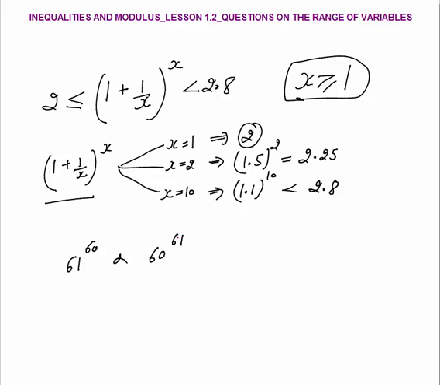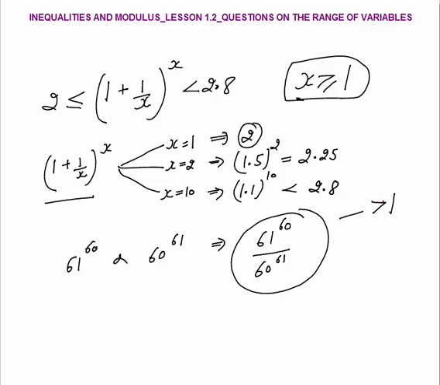Now it's very difficult to calculate 61 power 60 or 60 power 61. This is the only concept that will help us to find which one is greater. So what we will do, we will take this 61 power 60 divided by 60 power 61. If this fraction is more than 1, we will say that numerator is greater than the denominator. If this fraction is less than 1, we will say that denominator is larger and the numerator is lesser. So the only thing is that we need to find this fraction.